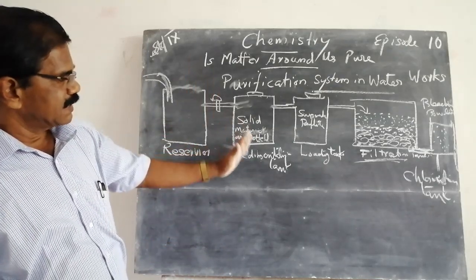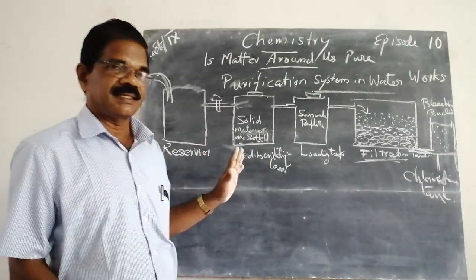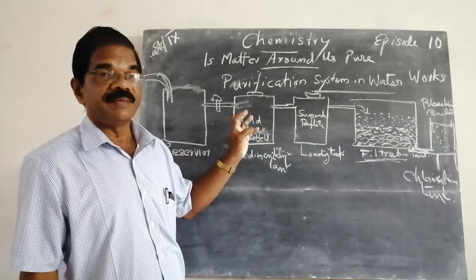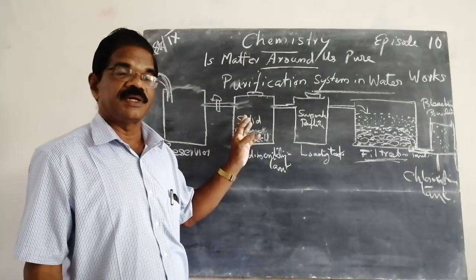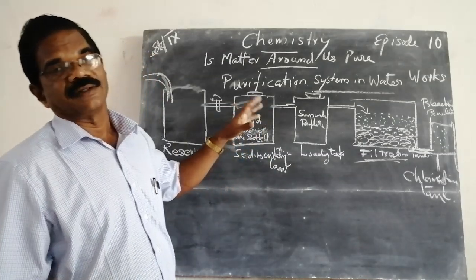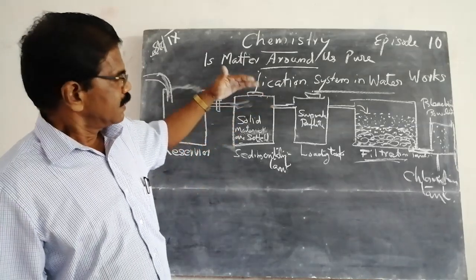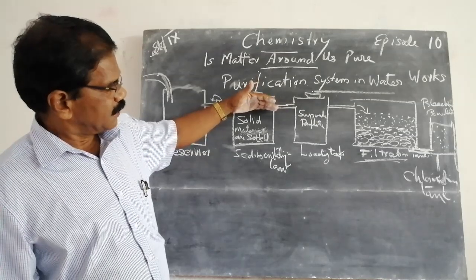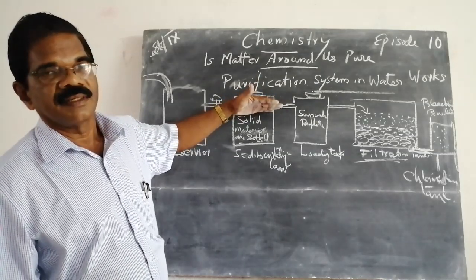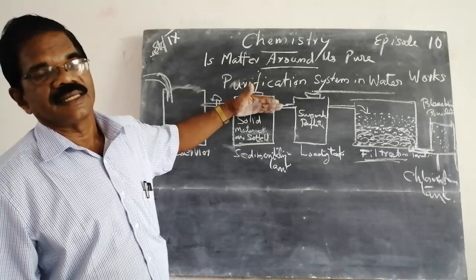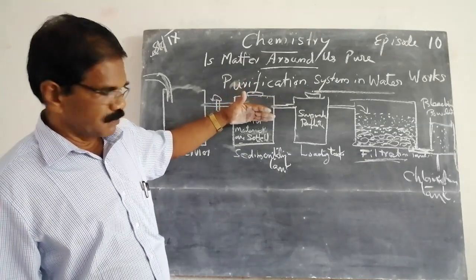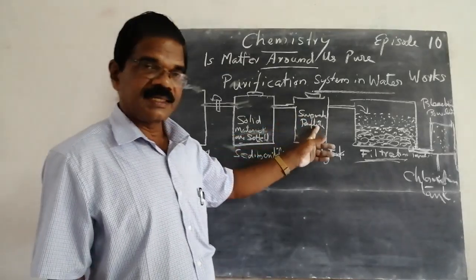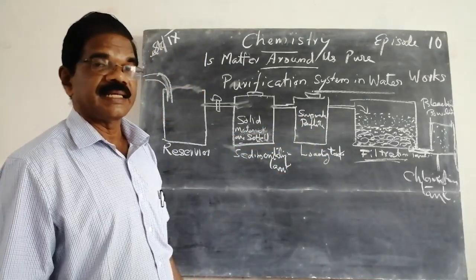The second is the sedimentation tank. What functions take place in the sedimentation tank? Solid impurities are allowed to settle out. There are no chemicals, nothing added. The water enters the tank and is allowed to settle for some time. Then the big solid particles will be settled at the bottom of the tank. Then it is passed to another tank, known as the loading tank.